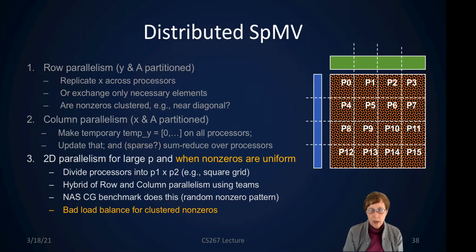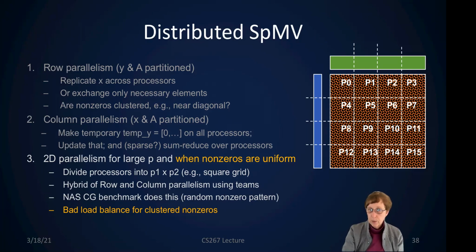And we can use the 2D algorithm, and this is especially useful when the non-zeros are uniformly distributed across the matrix. Or said another way, this is not a very good algorithm if the non-zeros are going to be clustered, say, around the diagonal, or they appear anywhere in the matrix in big clusters that will cause the number of non-zeros per processor to be very different.